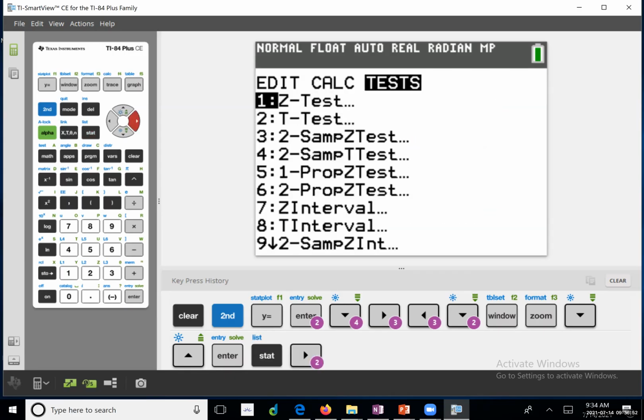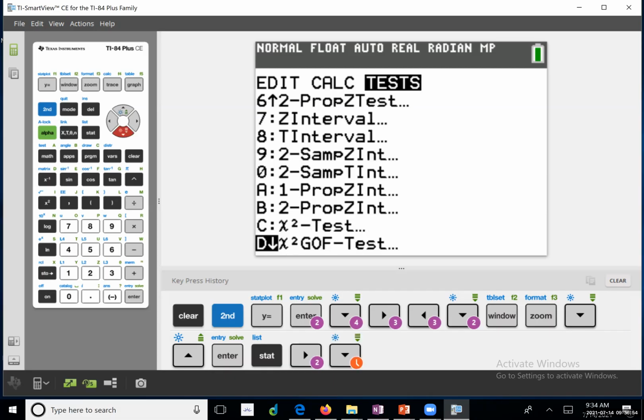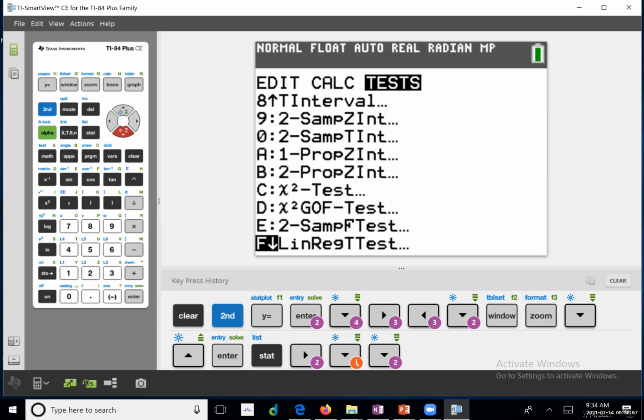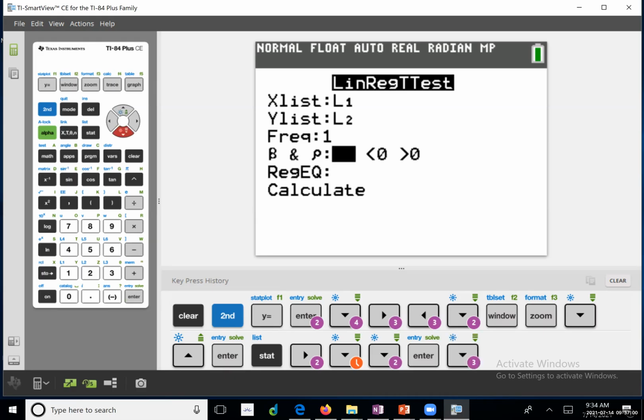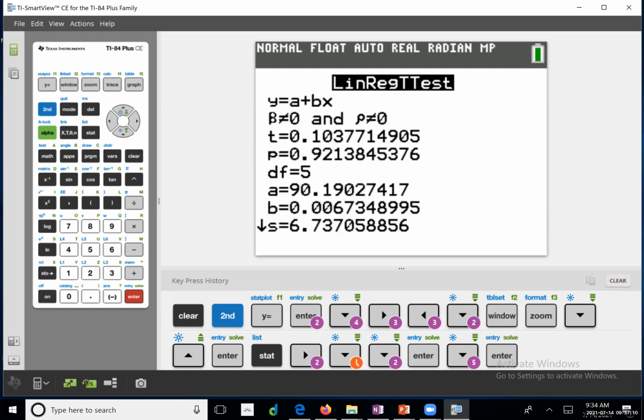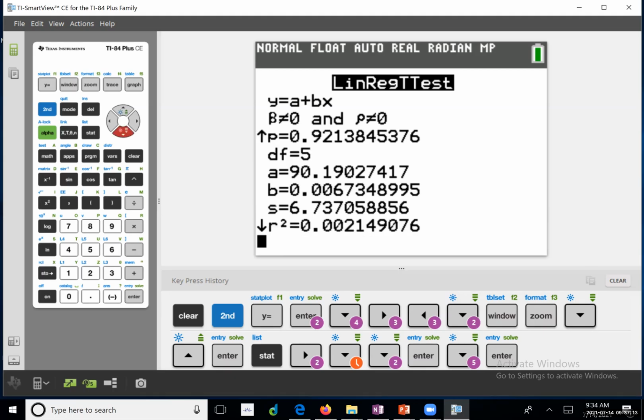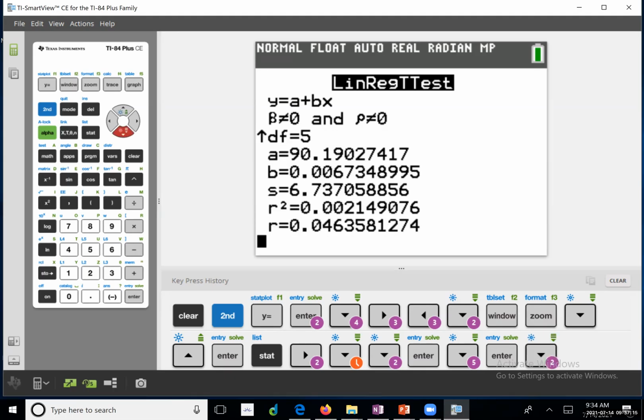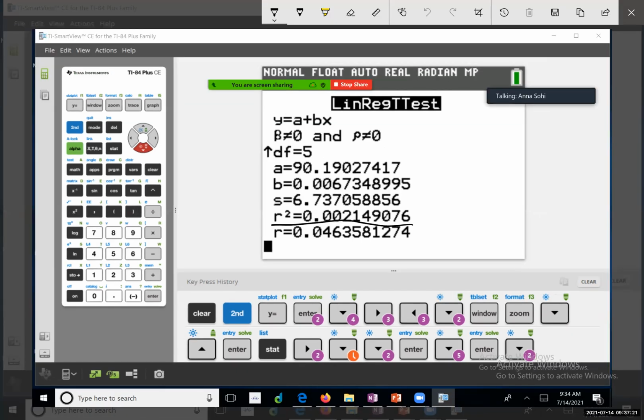So let's go down. Linear regression test, so not equality. r should be very small, close to 0, because there was not a good correlation. So as you see, r is 0.004. This is not strong because it's close to 0.